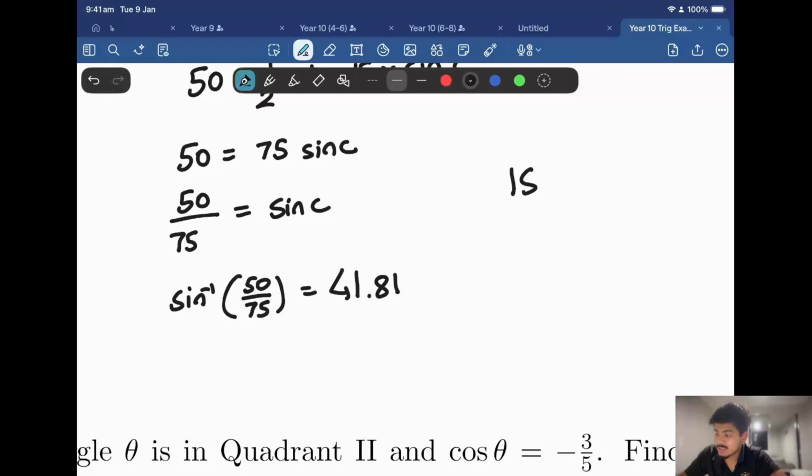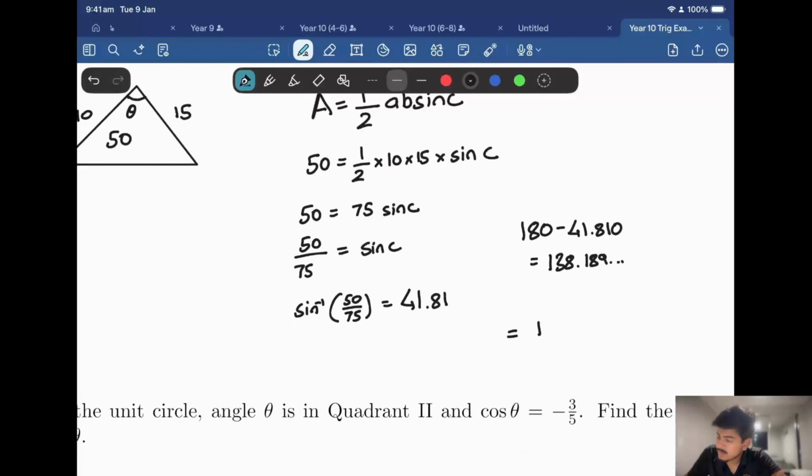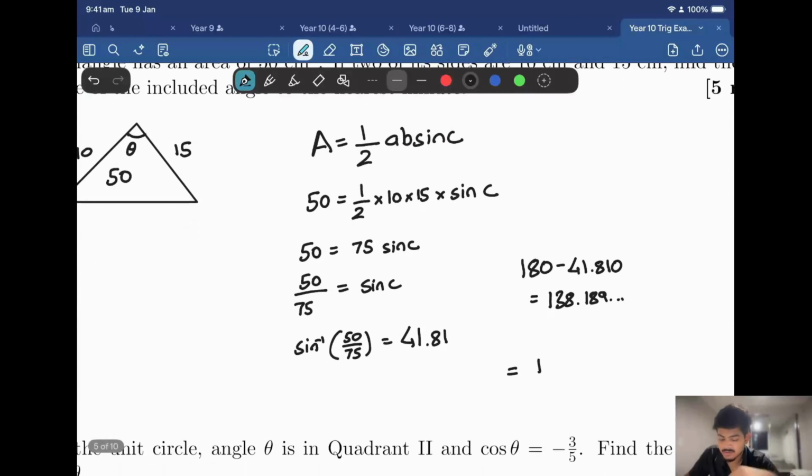So we have to subtract this from 180. When we do this, we get 180 minus the answer, so that's 138.189. Does it say minutes or something? Nearest minute. Okay, so that's 138 degrees and 11 minutes.